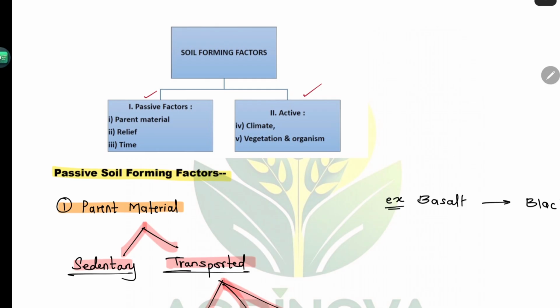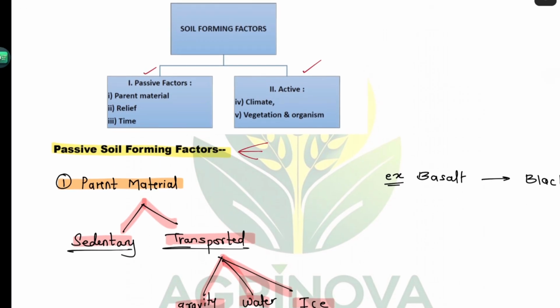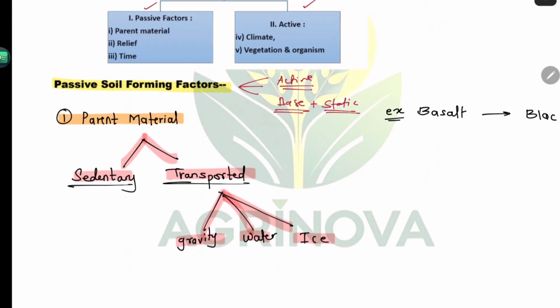So what do you mean by passive soil forming factors? Basically these are the soil forming factors which represent the source of soil forming mass and the conditions affecting it. That is, the passive soil forming factor provides a base on which the active soil forming factors work. So it basically provides a base or static function. The three passive factors are parent material, relief, and time, PRT. And the active soil forming factors are climate and vegetation, which may vary at a certain point of time.